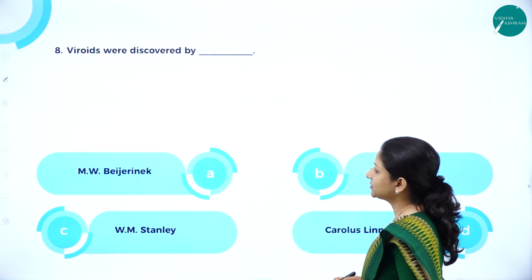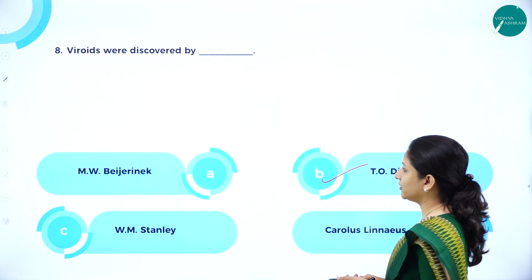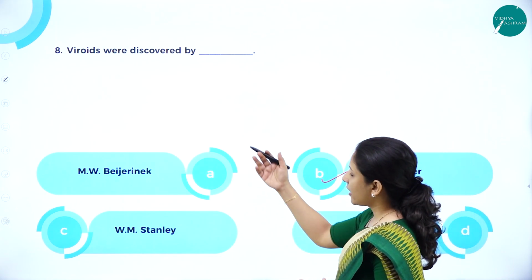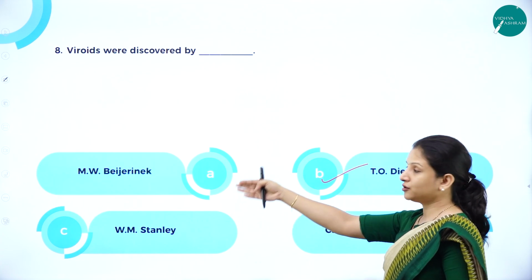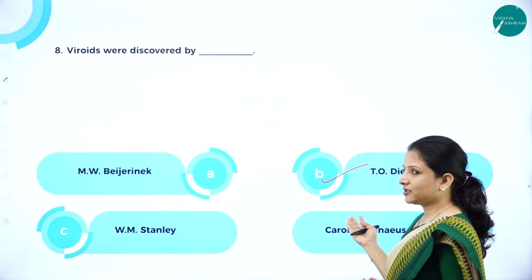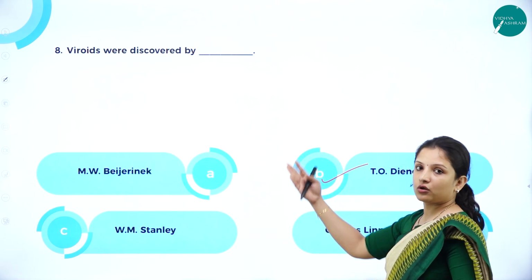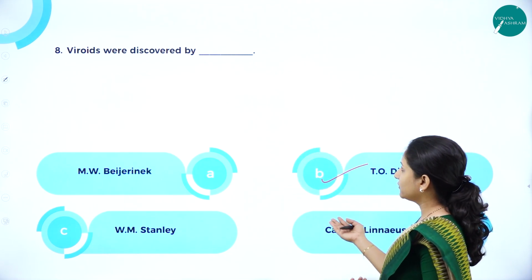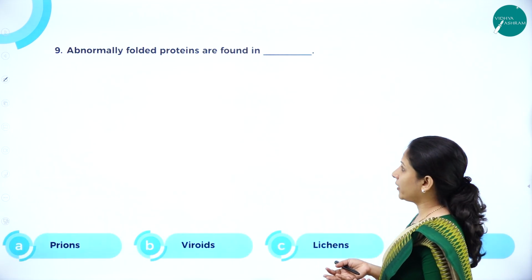Next, viroids were discovered by T.O. Diener, not M.W. Beijerinck and W.M. Stanley, because they worked on viruses, not viroids. Carolus Linnaeus was into classification and naming, not into working on organisms. So, therefore, Carolus Linnaeus is not the right answer. It is T.O. Diener who discovered viroids.